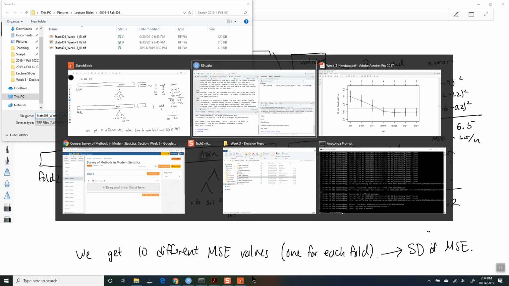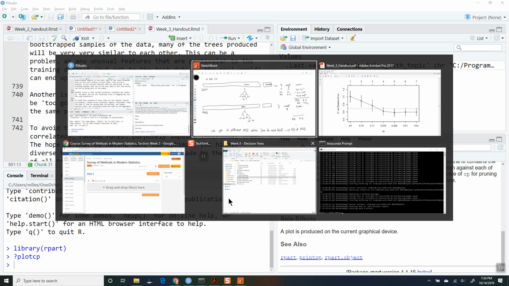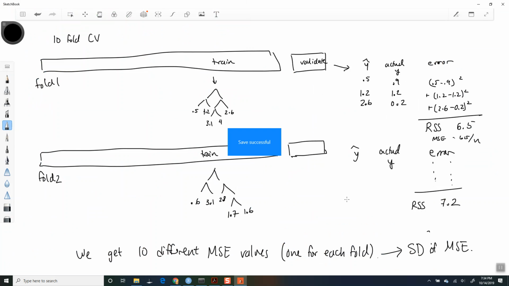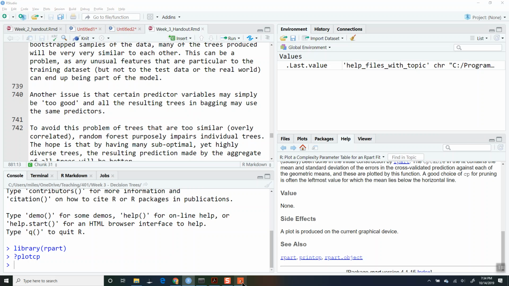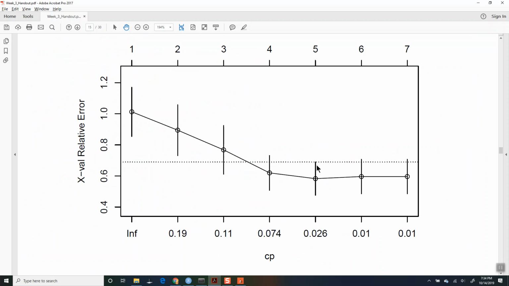And so that's what this vertical bar is, okay? So here we're saying when you had a tree where you ended up with 5 terminal nodes, that gave you the best cross-validation performance. But you still have different amounts of error for each of those folds, and so there's a standard error there.